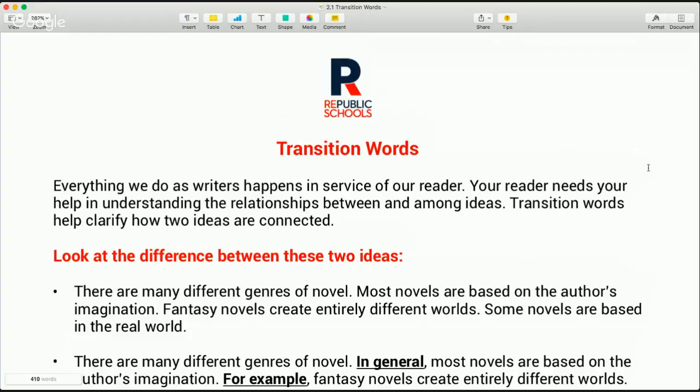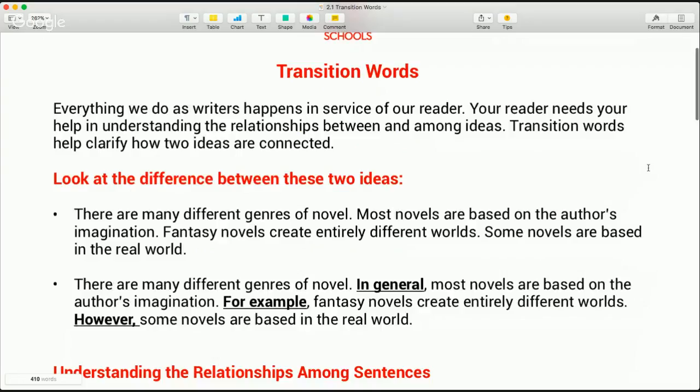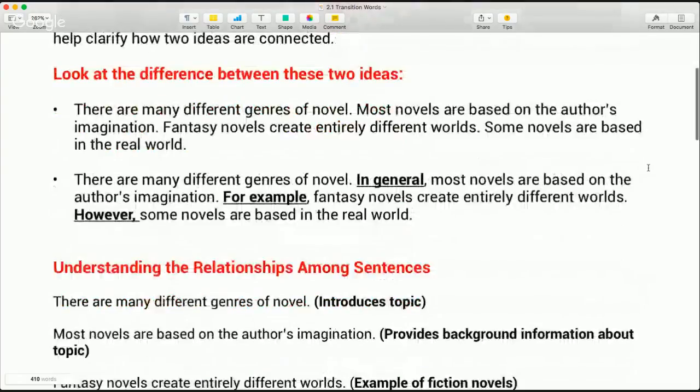Now, this is easy to understand for us, but when we get into more complicated text, that's when it's especially important to clarify ideas. Even with a subject this easy, I think you'll see that when we add in the transition words, there's a big difference.